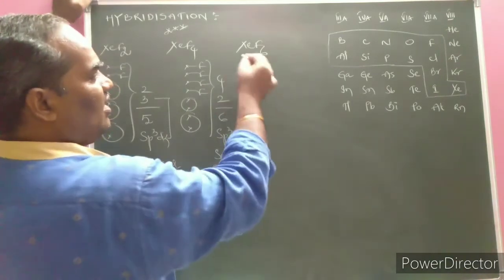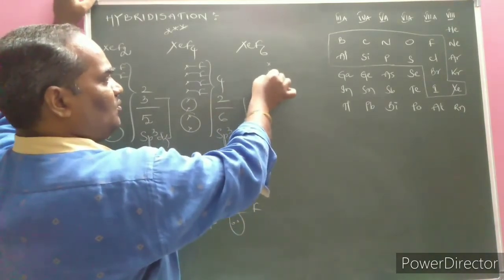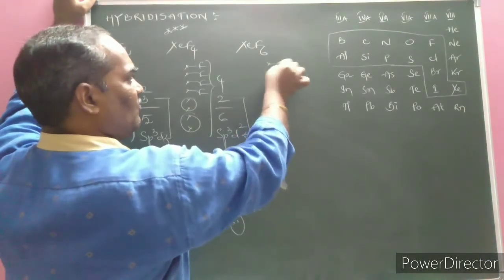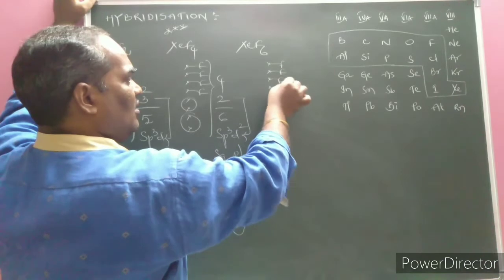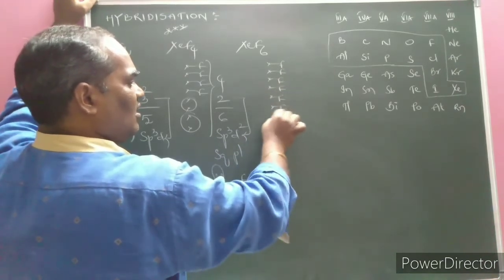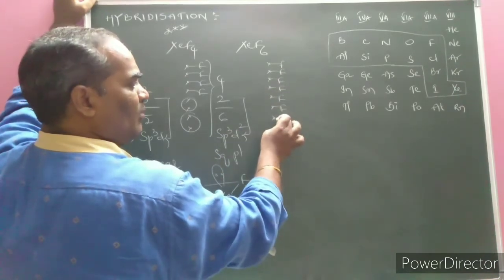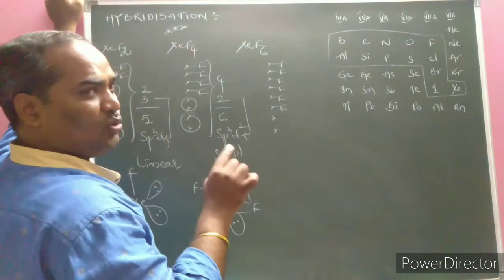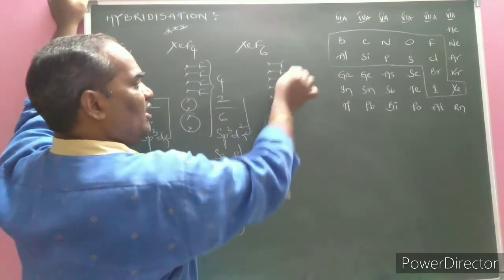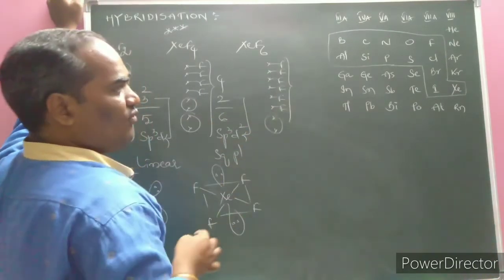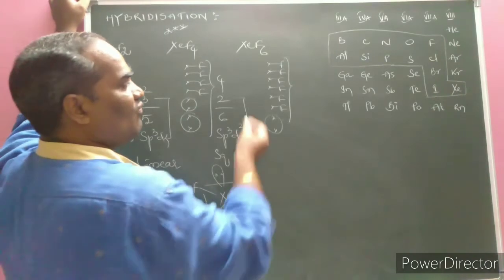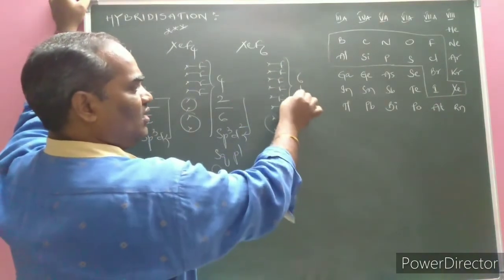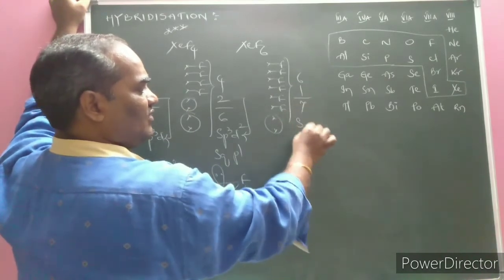Next one, xenon hexafluoride. Xenon has 8 valence electrons. Here the 6 fluorine atoms are making bonds with 6 electrons of the xenon. Xenon, even though it is a noble gas, forms compounds with highly electronegative elements such as fluorine and oxygen only. The fluorine compounds are called xenon fluorides. Here how many sigma bonds? 6. How many lone pairs? 1. Total 7.